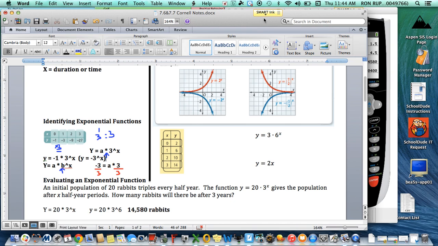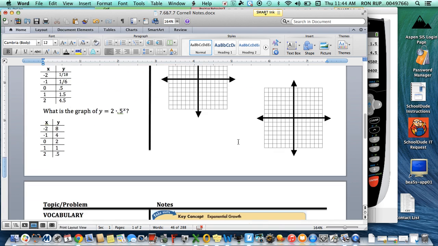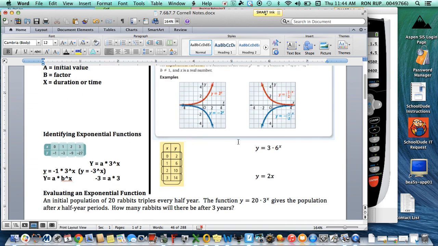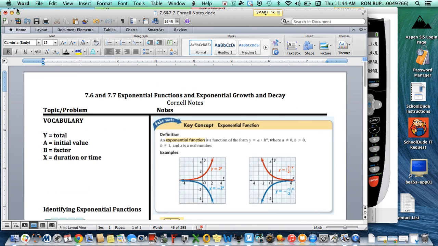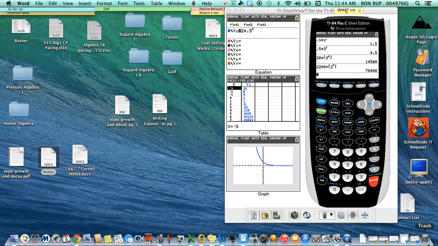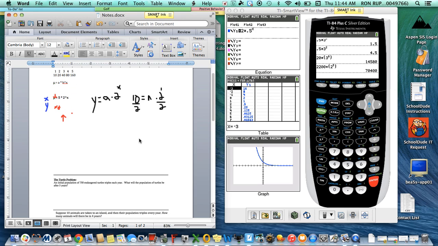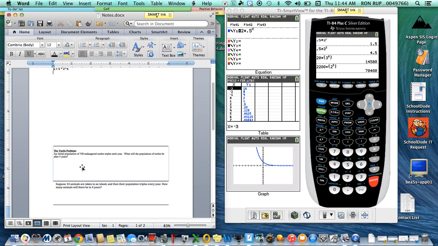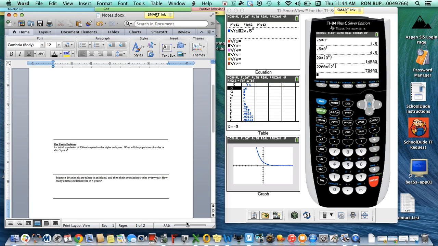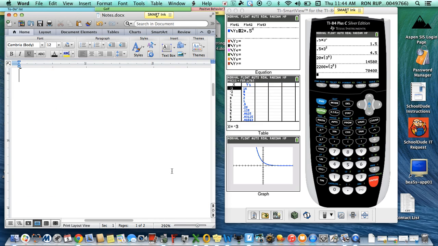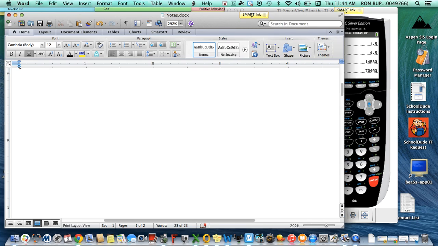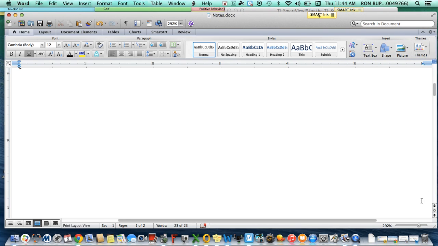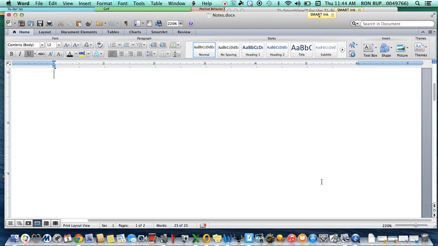So now we're going to move on to the next thing, which is how to write an equation given a word problem. And this is the other part of the notes down here that you see. It says the turtle problem and this animal problem. So I'm going to make this bigger so you guys can see it. Again, I encourage you guys to follow along.